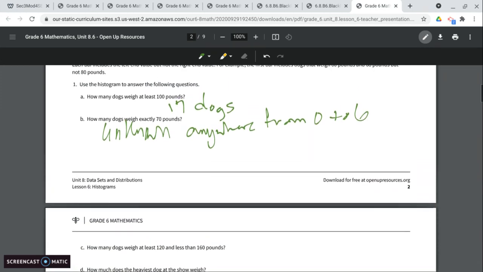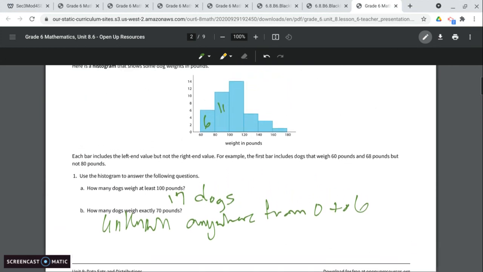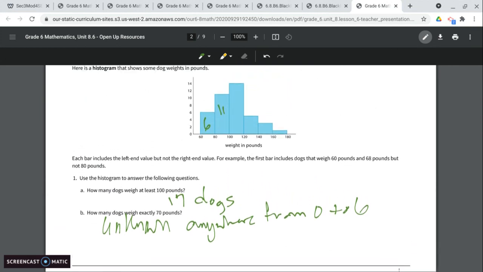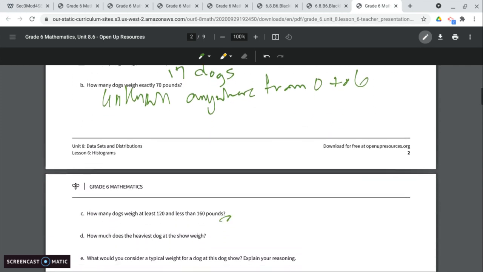How many dogs weigh at least 120 pounds and less than 160 pounds? So 120. We've got 5 dogs, it looks like, in this one. The next one we have looks to be about 3. So that'd be 8 dogs.